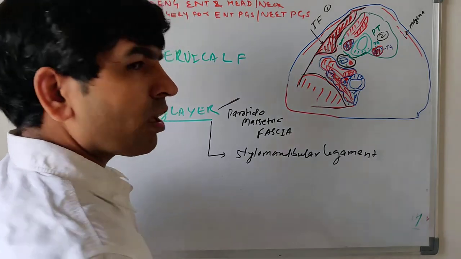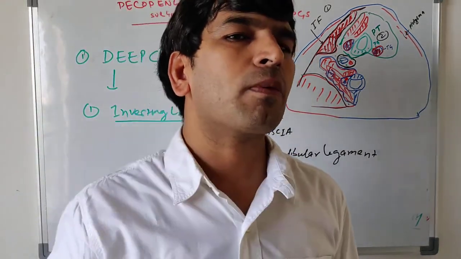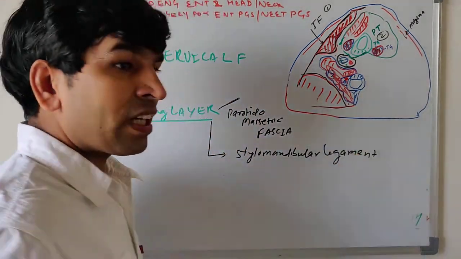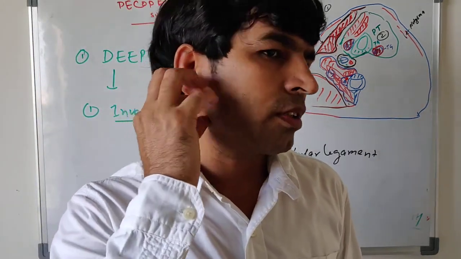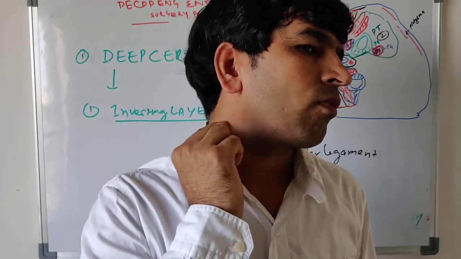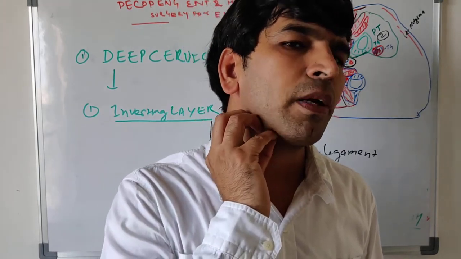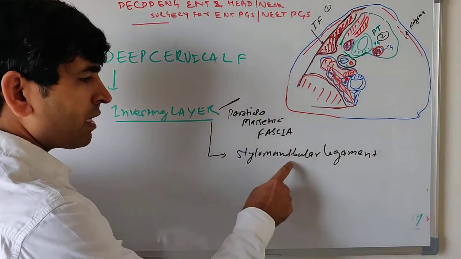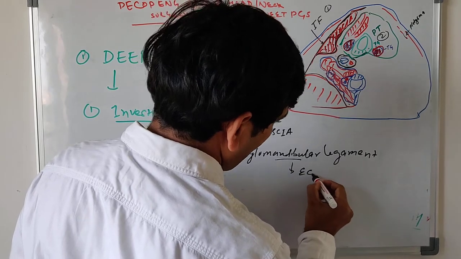This ligament extends from the styloid process up to the inner side of the mandible. That is also part of the stylomandibular ligament, which divides the submandibular gland from the parotid gland. In between this fascia is the stylomandibular ligament. Above it is the parotid gland, below it is the submandibular gland. It is pierced by the external carotid artery.